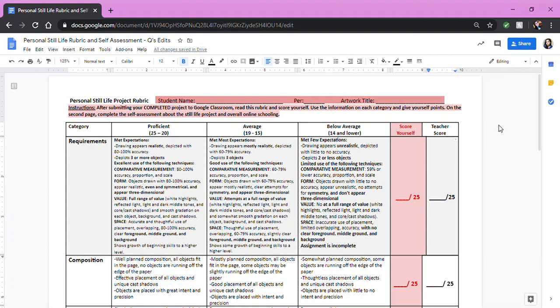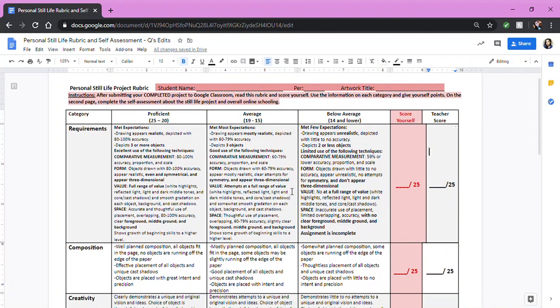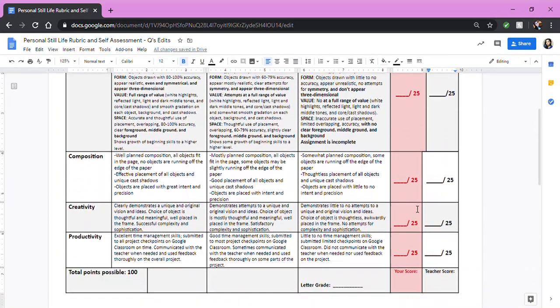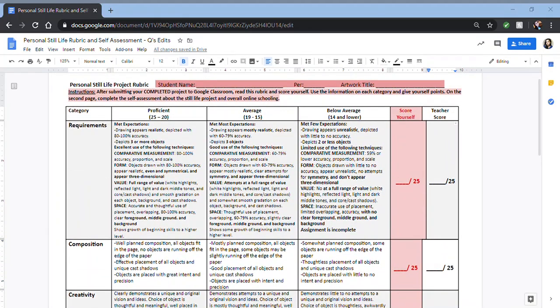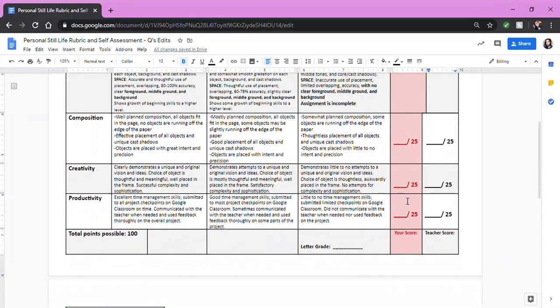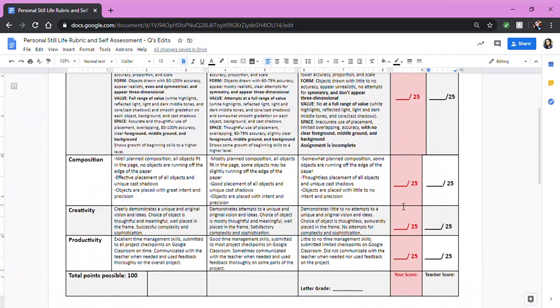This is Miss Reyes, and I'm just going to show you really quick how to fill out this rubric, which is going to be the next part of the still life assignment. So I posted the rubric already on Google Classroom, and you probably saw this bar that says score yourself and then your score. So you're going to look back at your work and think. You're going to analyze yourself and look at the categories and all the requirements that are there and think, did I hit all of those points? And then you're going to score yourself out of 25 on each category, adding up to 100 points total.